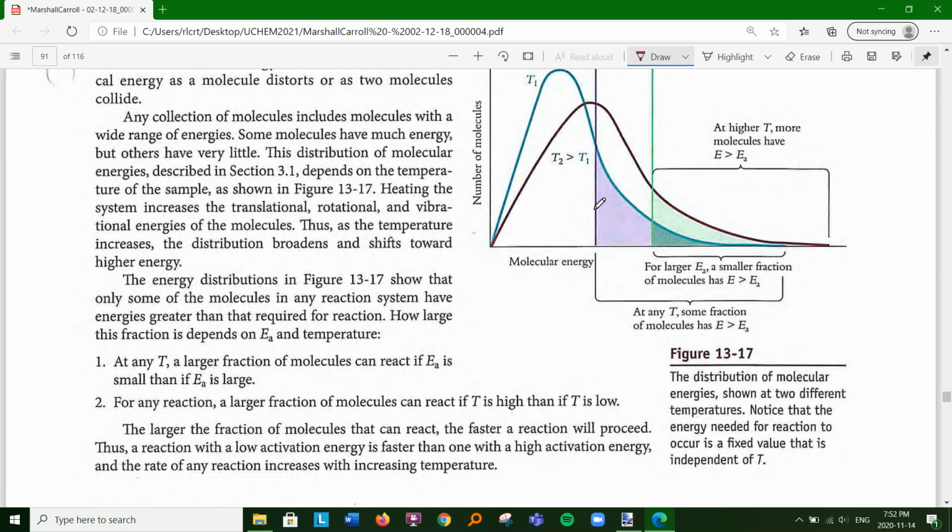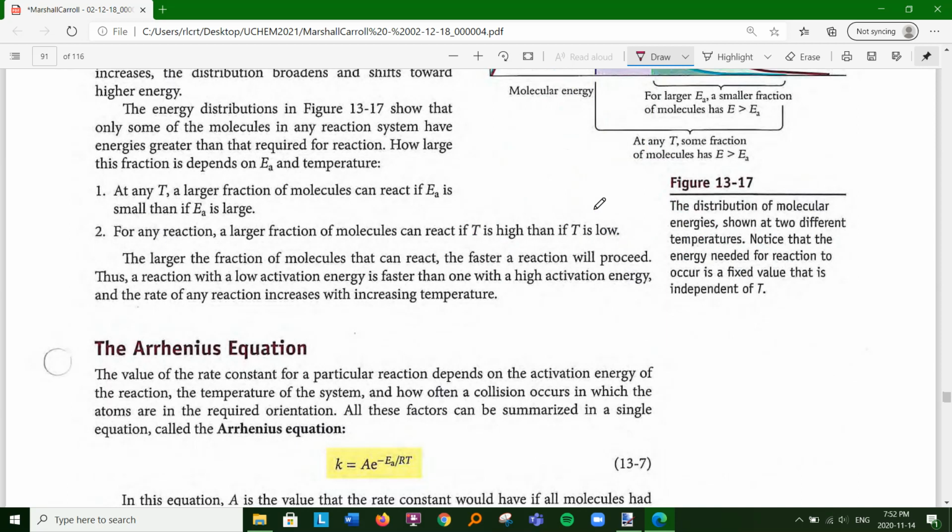Good point. For any reaction, a larger fraction of molecules can react if temperature is high than if temperature is low. The larger the fraction that can react, the faster a reaction will proceed, the higher its rate. Therefore, a reaction with a low activation energy is faster than one with a high activation energy. The rate of any reaction increases with increasing temperature.